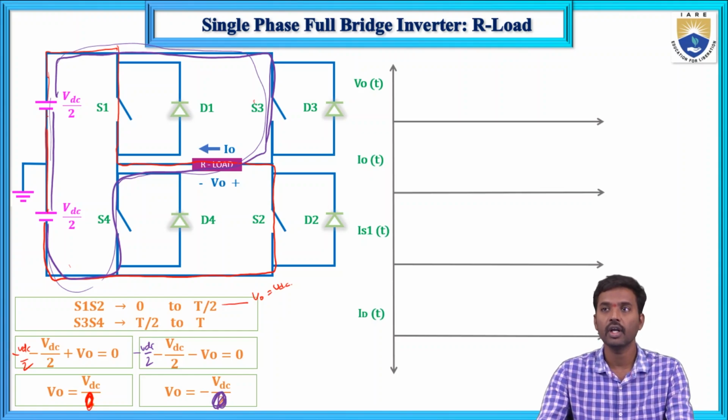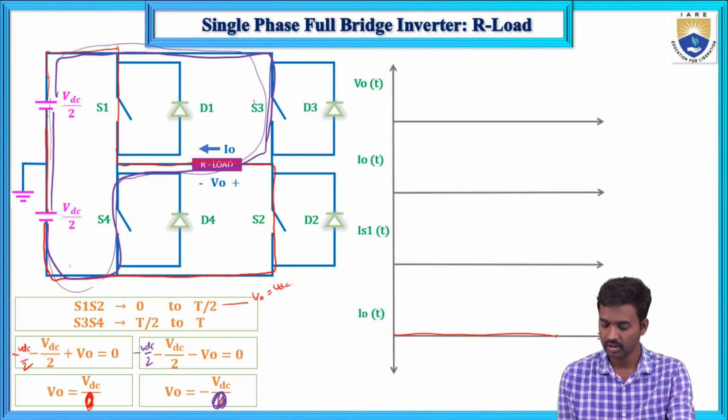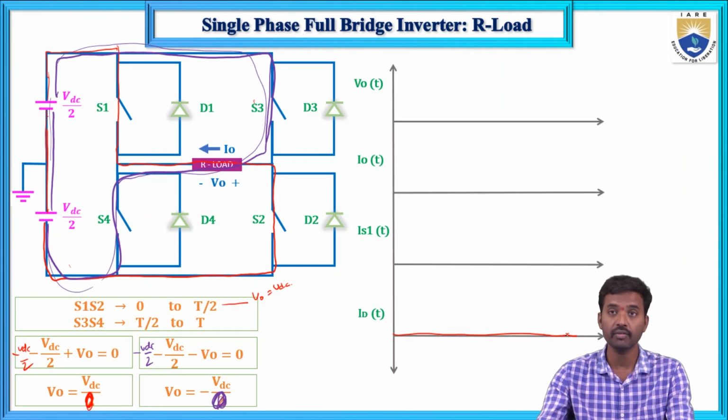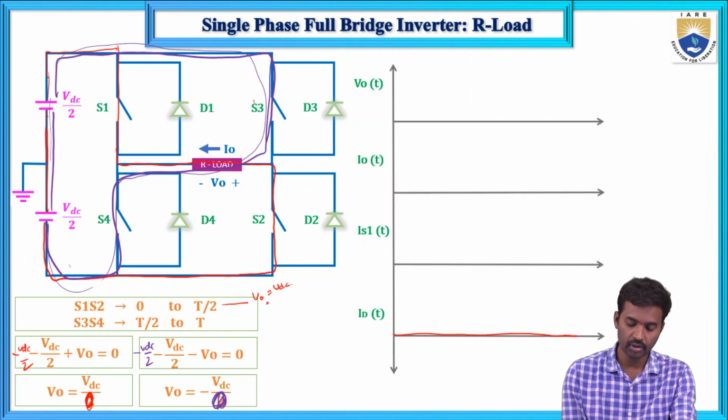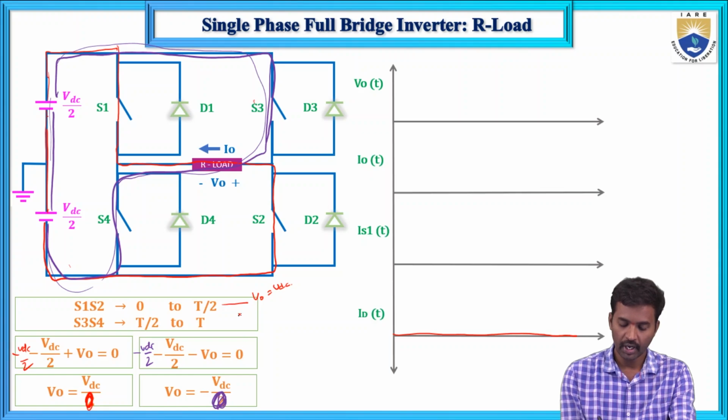Here there is no diode conducting, so the diode current is always 0. None of the diodes will conduct in all the cases, 0 to T by 2 and T by 2 to T. From 0 to T, the diode current is 0. So D1, D2, D3, D4 diodes will not conduct. First, if you see the output voltage, from 0 to T by 2 V0 equals VDC, and from T by 2 to T, V0 equals minus VDC.